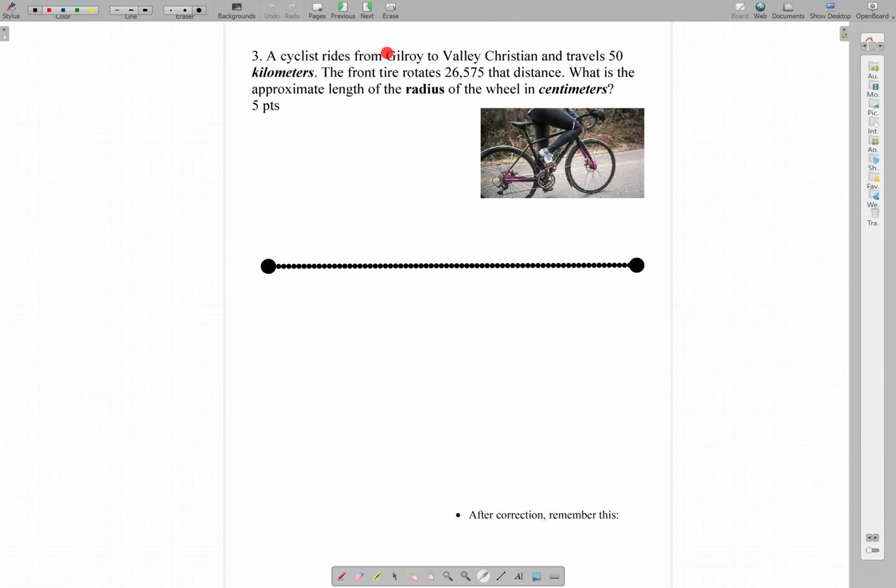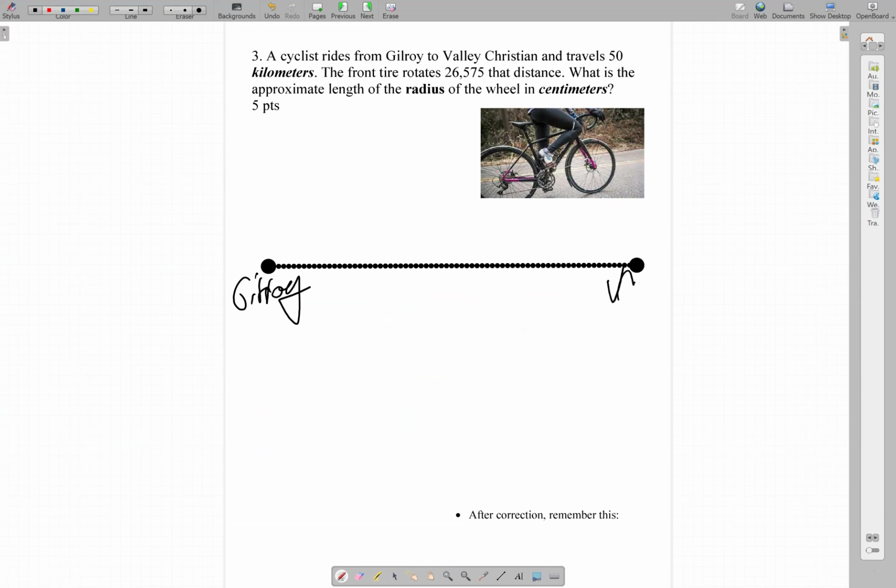It says a cyclist rides from Gilroy to Valley Christian. Just FYI, this was personally inspired by my coworker, Mr. Nauman. Both Mr. Nauman and his wife are long distance bike riders. So they actually bike ride from places like Gilroy to Valley Christian for fun. Yeah, I do not do that for fun. But they do.